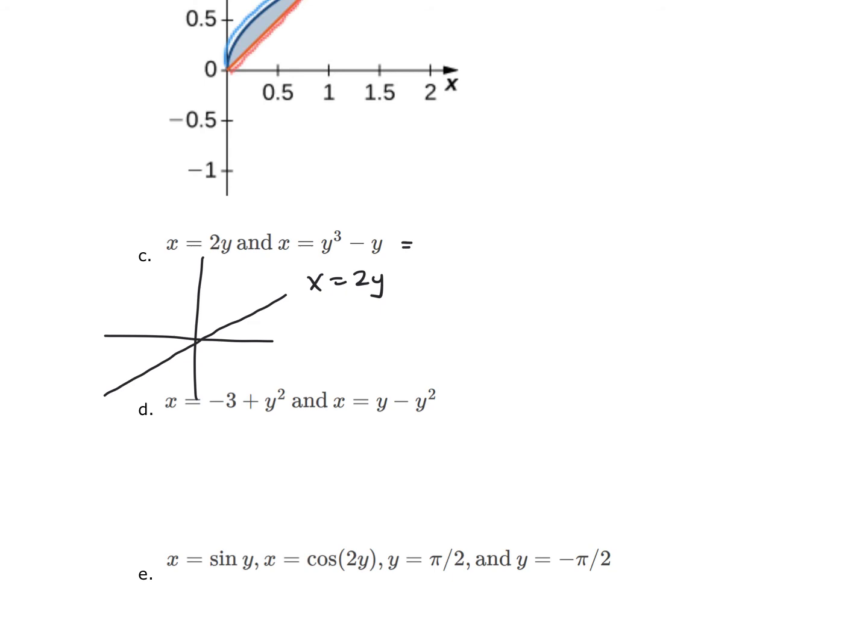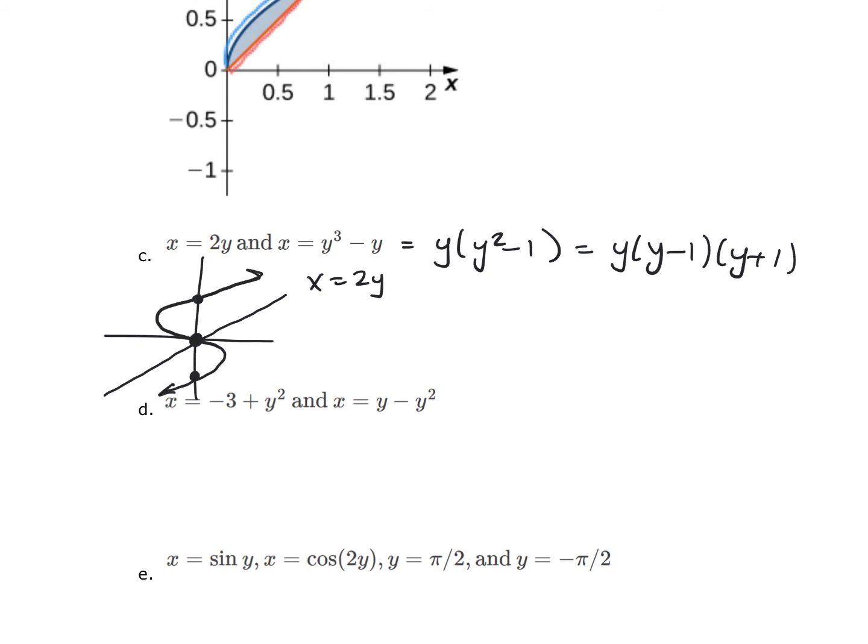And then this is the same thing as y cubed minus y. This gives me y, y minus 1, y plus 1. And so I'm going to cross at 0, I'm going to cross at -1, I'm going to cross at +1. And so it's going to look something like this. It's kind of like a regular old polynomial, but on its side. And so I need to figure out which are the upper and lower functions.